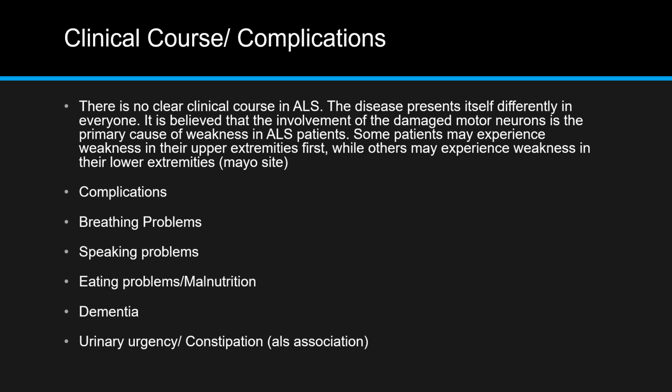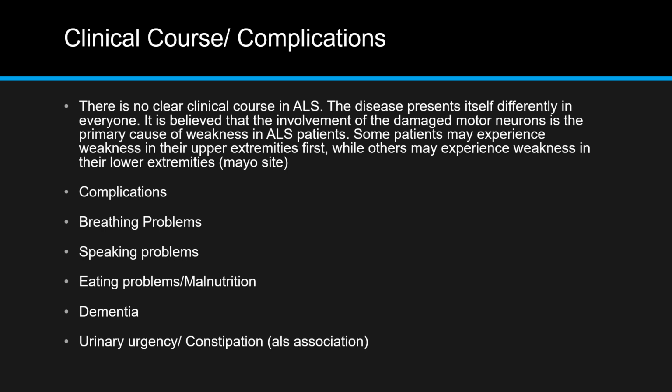So, clinical course and complications. There's no clear clinical course in ALS. The disease presents itself differently in everyone. It is believed that the involvement of the damaged motor neurons is the primary cause of weakness. Some patients may experience weakness in their upper extremities first, while others may experience weakness in their lower extremities. But there are some complications that may arise as the disease progresses.